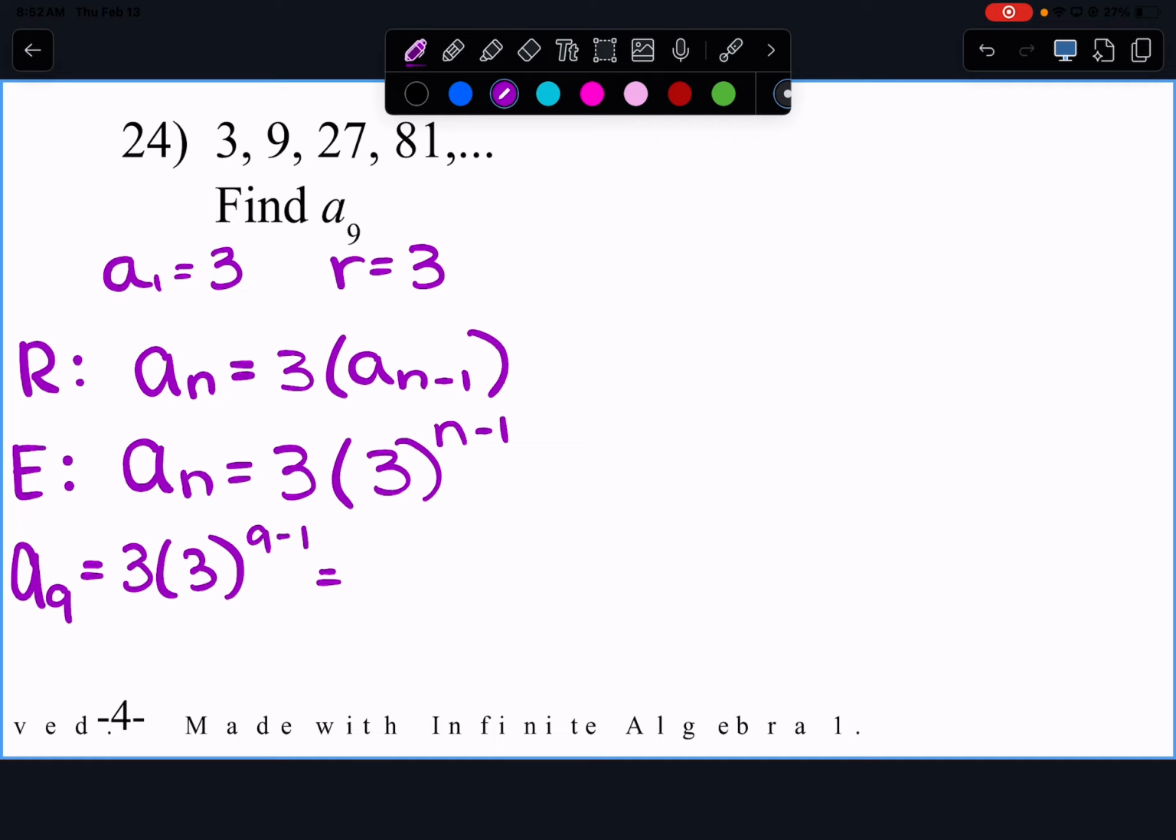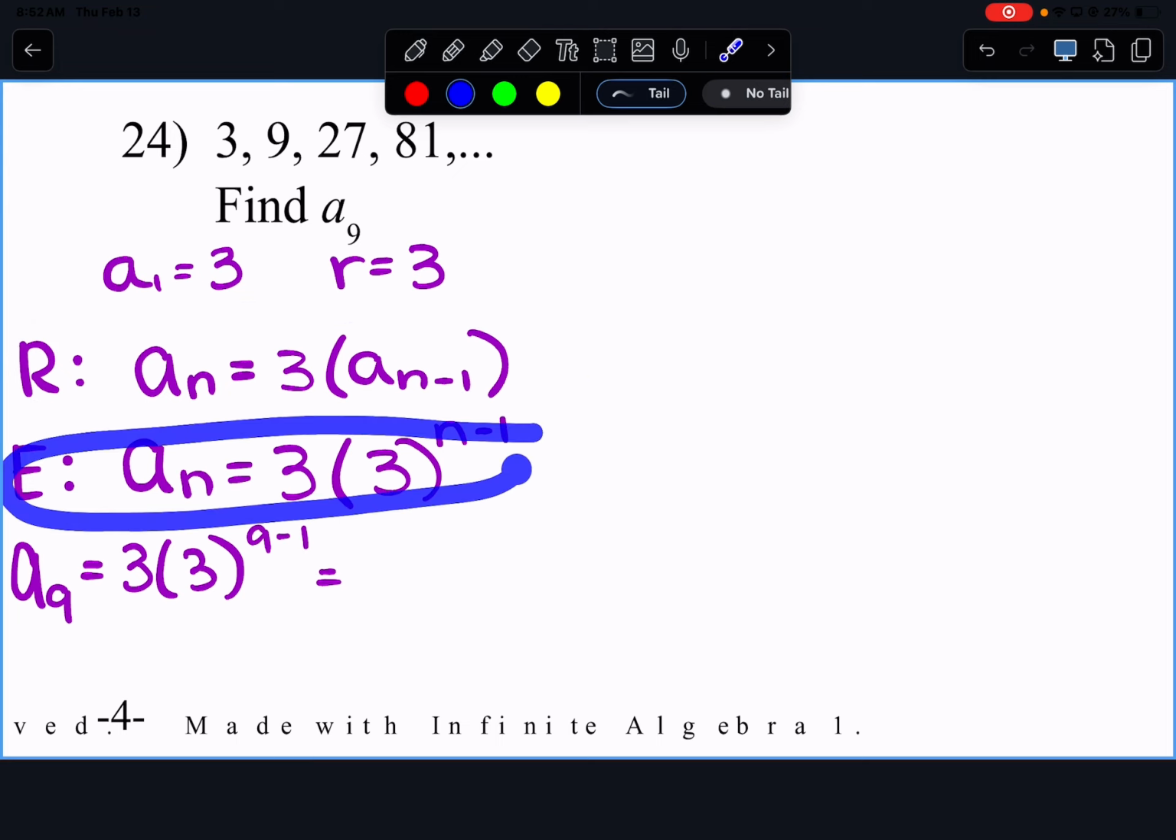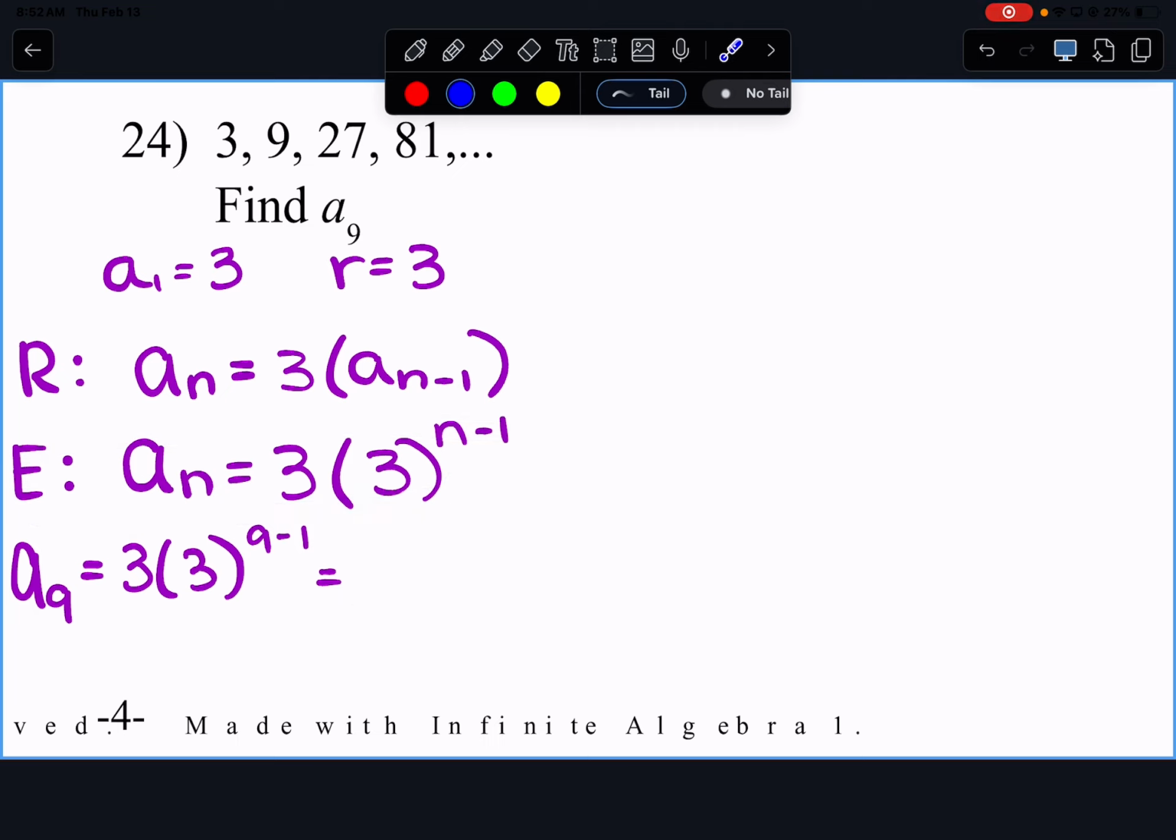Yes. So your recursive just tells you the next term. Explicit will tell you any term. And so whenever it's us find some random term, we always plug into the explicit. What's our answer? 19,000 and what? 683. Is that what you said? Okay.